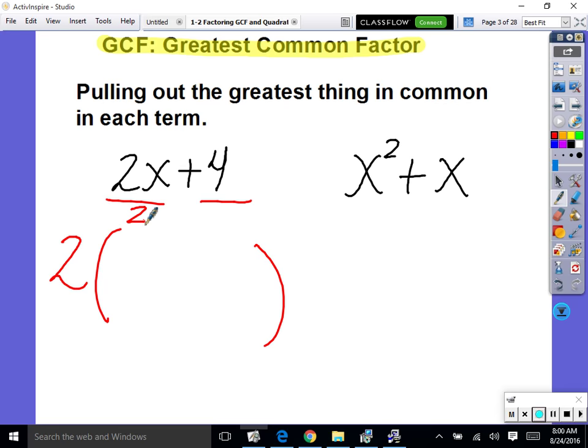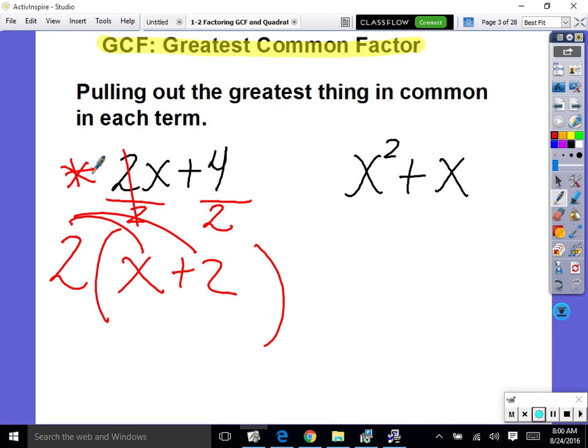So I'm going to go back through and say, okay, what's left in the first term? Let's divide by what we pulled out. So 2x divided by 2. Isn't that an x left? And then we pulled the 2 out of 4, which means we divided it by 2, and that's positive 2, right? x plus 2. Now, do you see how that's our answer? If we redistributed, we'd end up back here, right? So we know we've done it correctly.